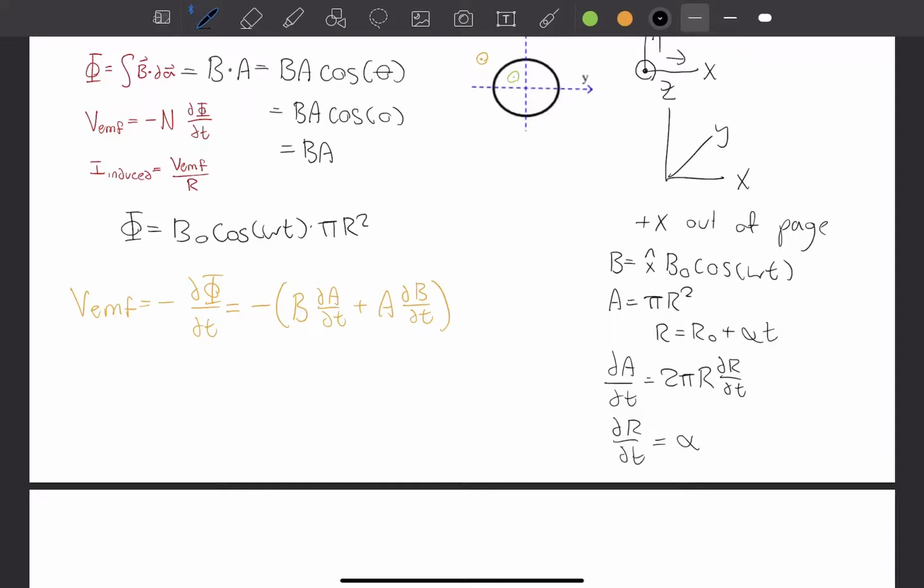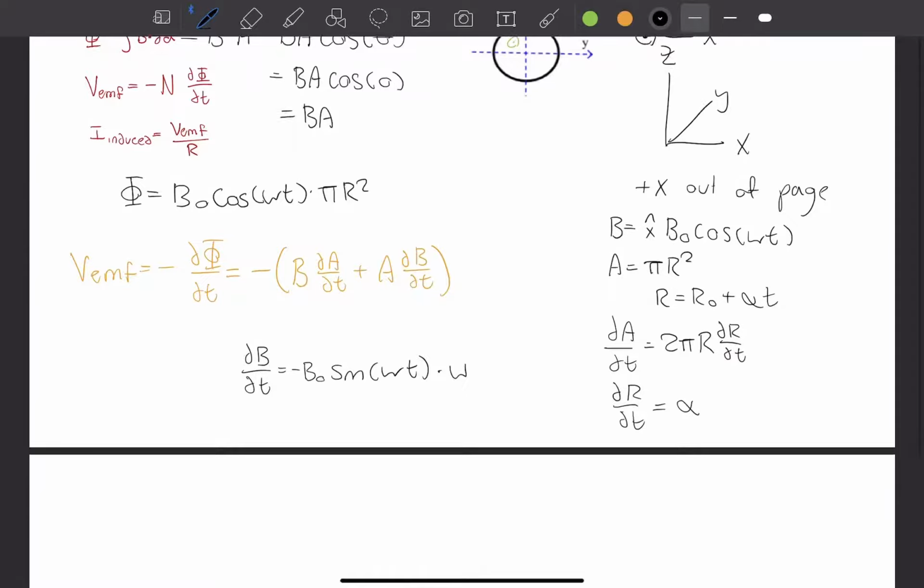Now, what is dB dt? We again have to utilize the chain rule because we have our outer function of cosine and our inner function of omega t. And so dB dt is going to equal the derivative of the outer function, which is the derivative of cosine is negative sine. So negative b naught. Let me move this a bit further to the left. Negative b naught times sine omega t times the derivative of the inner function, which is just omega.